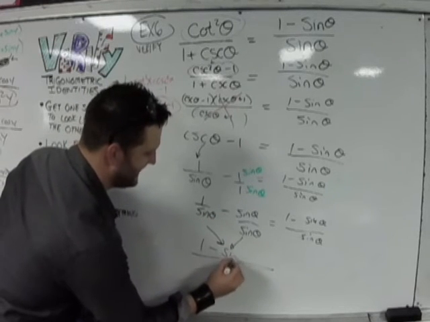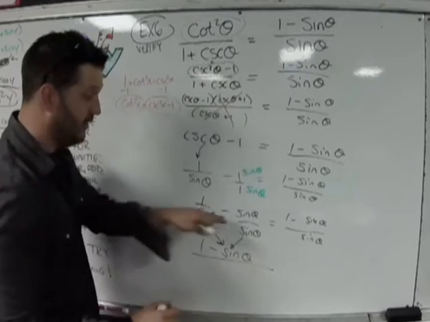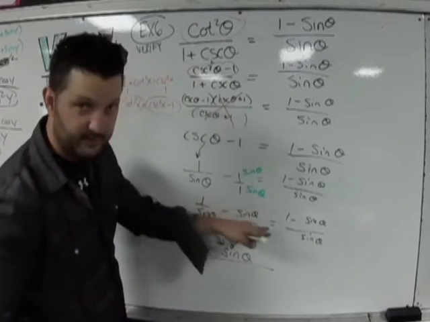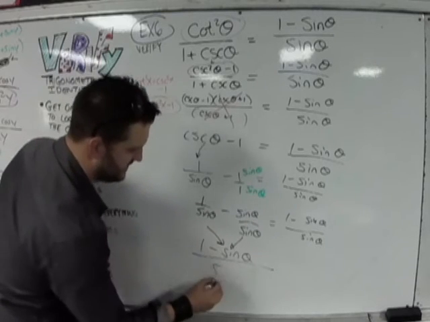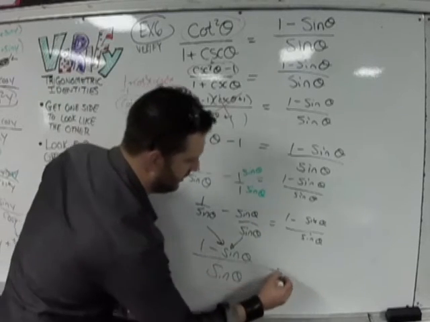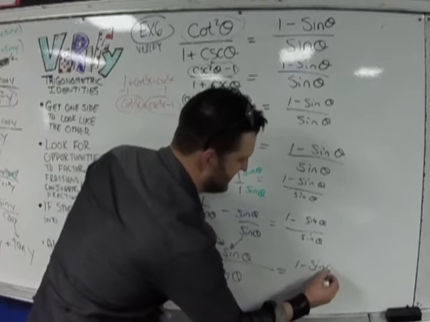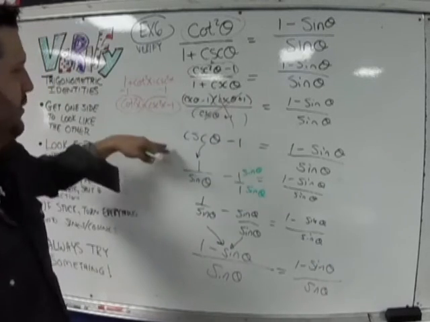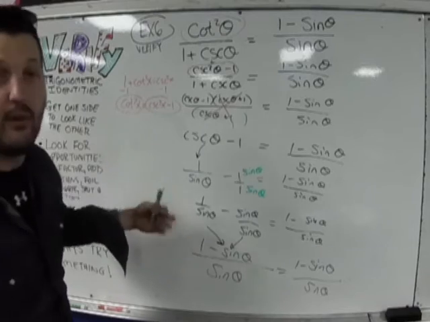Notice that if there was more than one piece over here, you'd have to apply that minus to all of them. Then the bottom is just sine theta. And you are done. 1 minus sine theta over sine theta. So really, we were about here. It took 1, 2, 3 steps.